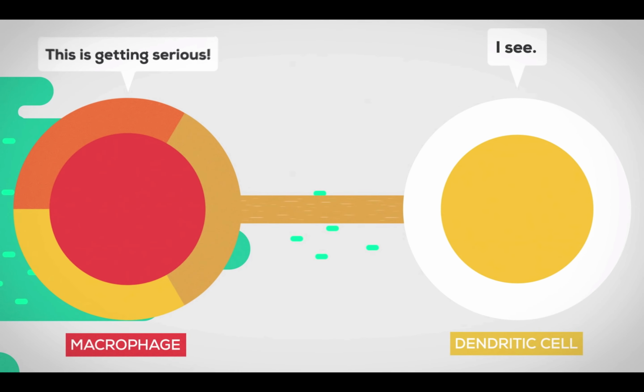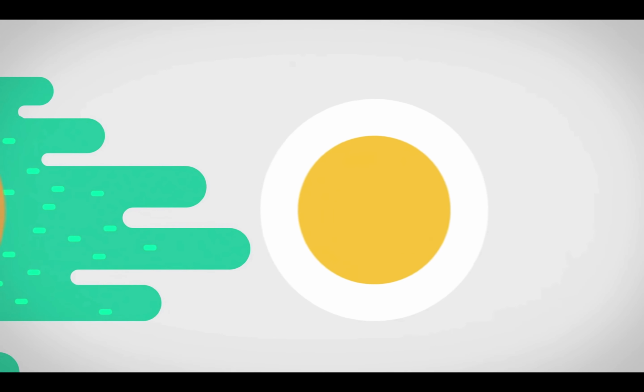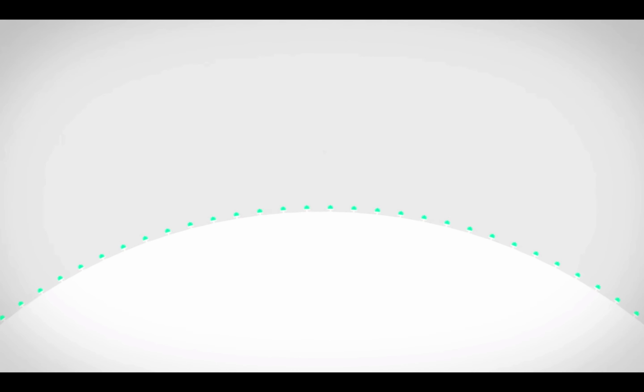The dendritic cell gets active. It reacts to the signals of the soldiers and starts collecting samples from the enemies. They rip them into pieces and present the parts on their outer layer. Now, the dendritic cell makes a crucial decision.